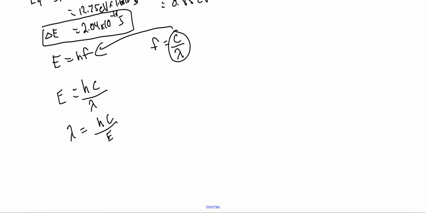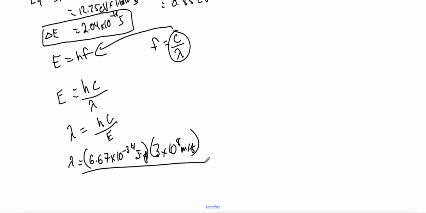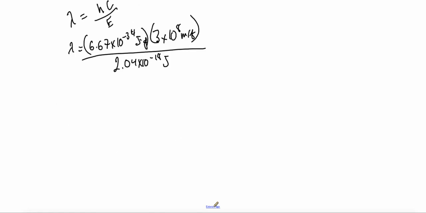So I'm going to end up getting lambda is equal to 6.67 times 10 to the negative 34, and that is going to be joule seconds, and I'm going to multiply that by 3 times 10 to the 8 meters per second. And we're going to divide that all by my energy, which is 2.04 times 10 to the negative 18 joules. Now, when we do our calculations, I'm going to end up getting 9.81 times 10 to the negative 8 meters is going to be my wavelength.